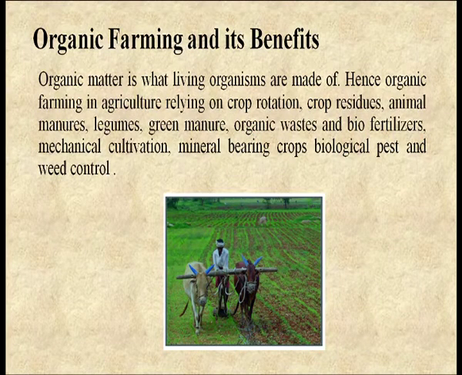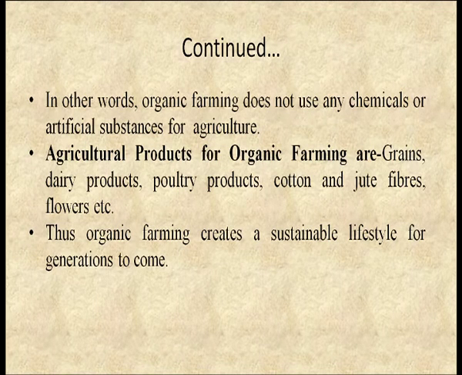Now come to organic farming and its benefit. Organic matter is what living organisms are made of. Hence, organic farming in agriculture relies on crop rotation, crop residue, animal manure, legume, green manure, organic waste and biofertilizers, mechanical cultivation, mineral bearing crops, biological pest and weed control. In other words, organic farming does not use any chemicals or artificial substance for agriculture.